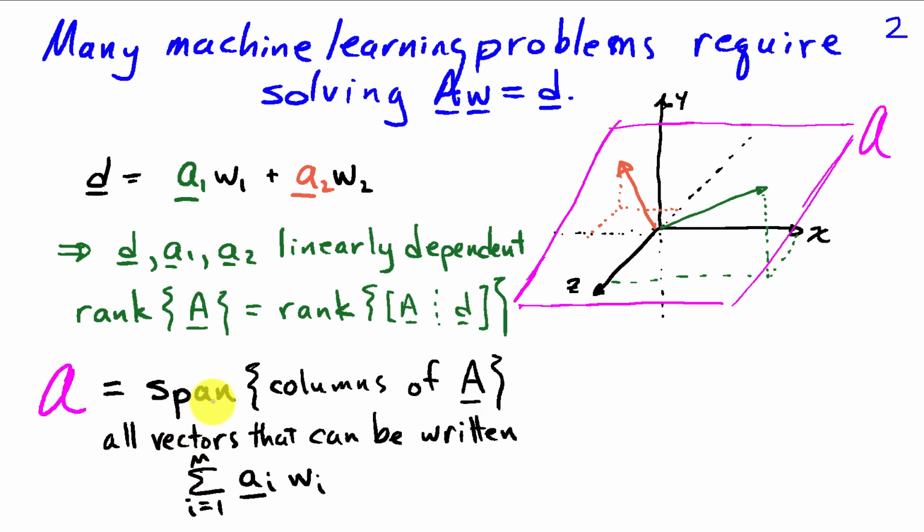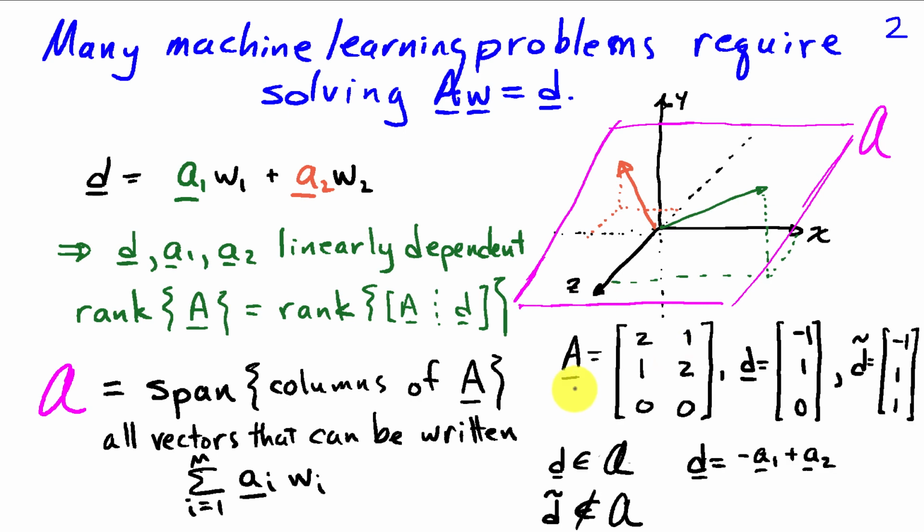Now we're going to define script A to be the span of the columns of A. The span is the set of all vectors that can be written as a weighted combination of these columns. In my 2-dimensional picture, the vectors A1 and A2 define a plane. They're going to lie in a plane, and the span of those vectors are all vectors in that plane. So we're going to look at an example where A has the first column given by 2, 1, 0, and the second column given by 1, 2, 0.